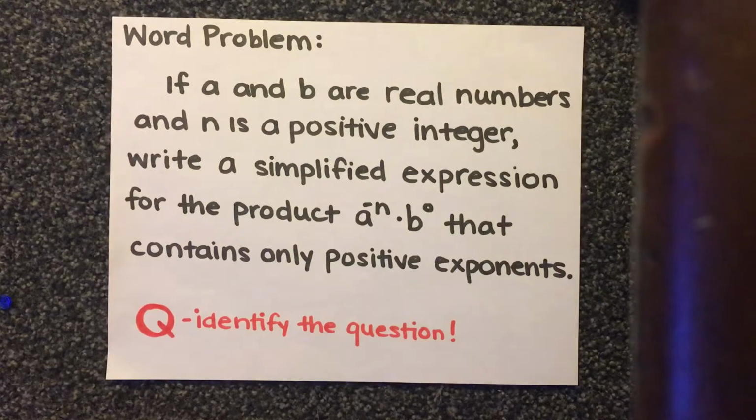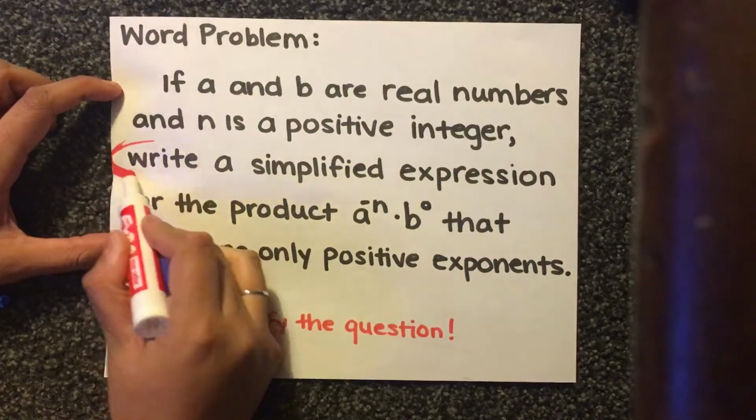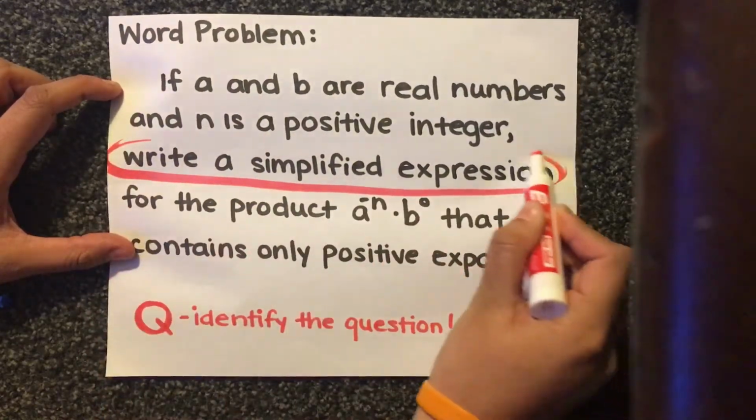The first step was Q, identify the question. We want to figure out exactly what the problem is asking of us. After scanning the problem, we realize that the problem is asking us to write a simplified expression. So our goal is to simplify the product of exponential expressions so that it only contains positive exponents.